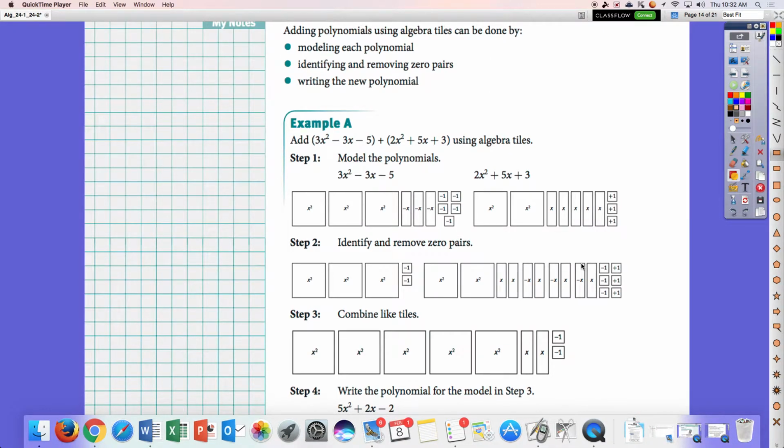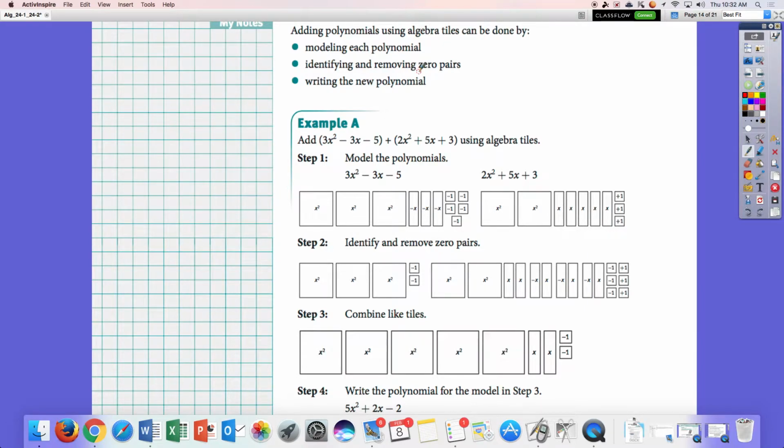So if we turn to the next page, again, it's going to show us what we can use algebra tiles for. In the previous problem, we used it to simply model the polynomial. We can use it to identify and remove 0 pairs, and we can use it to write a new polynomial. Now, 0 pairs is where we will get into subtraction here in a bit.